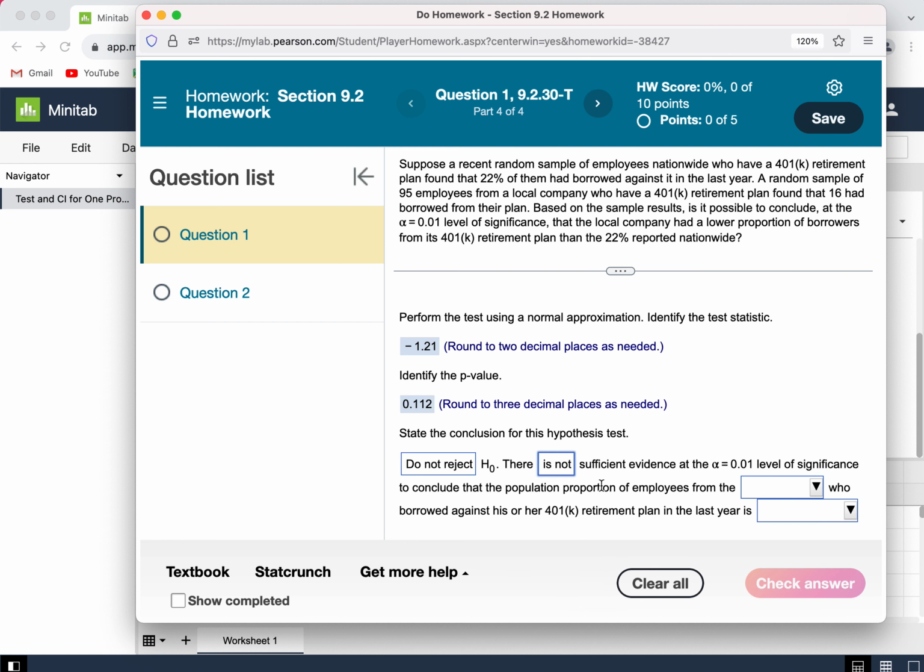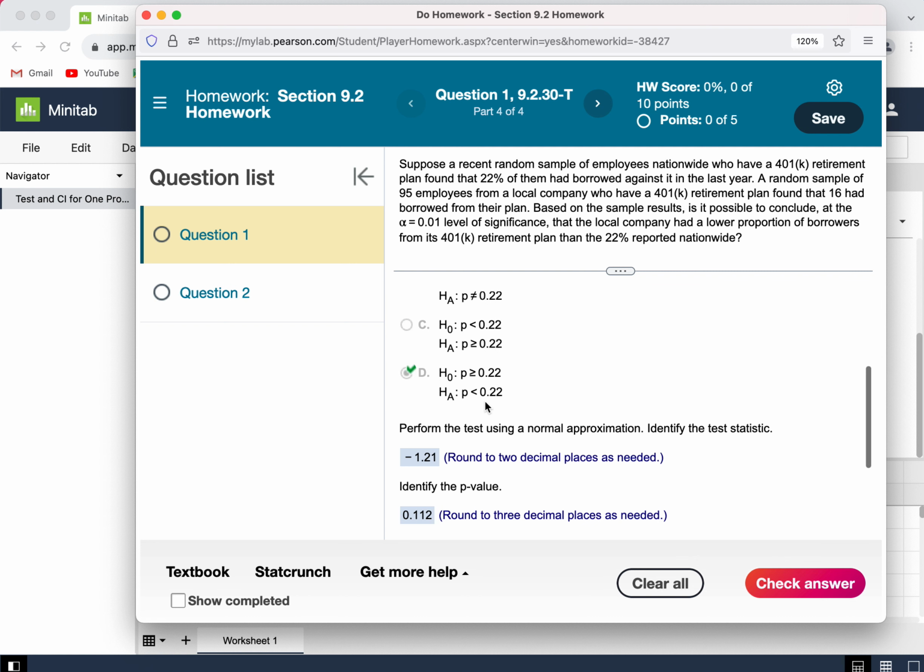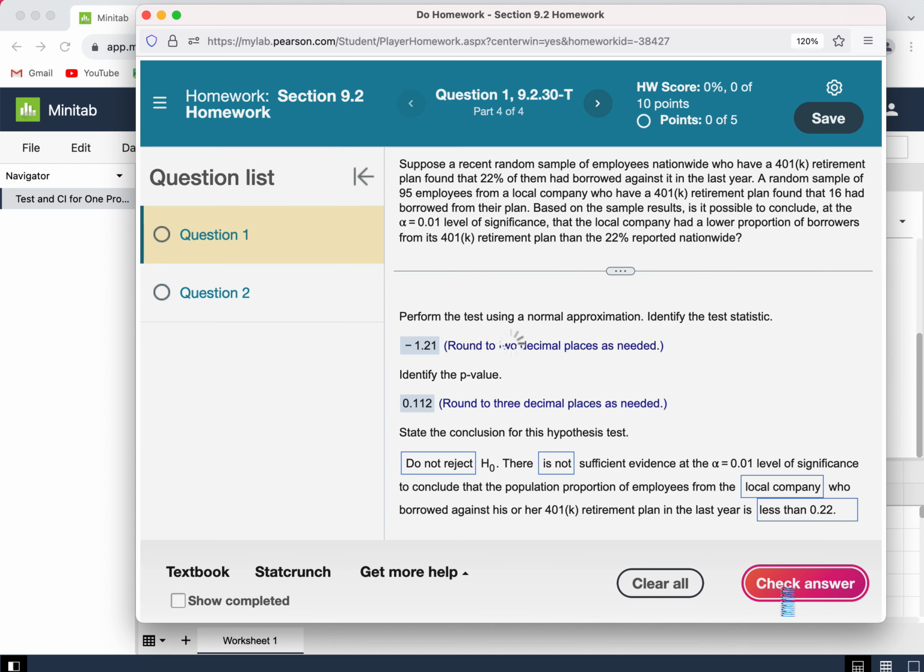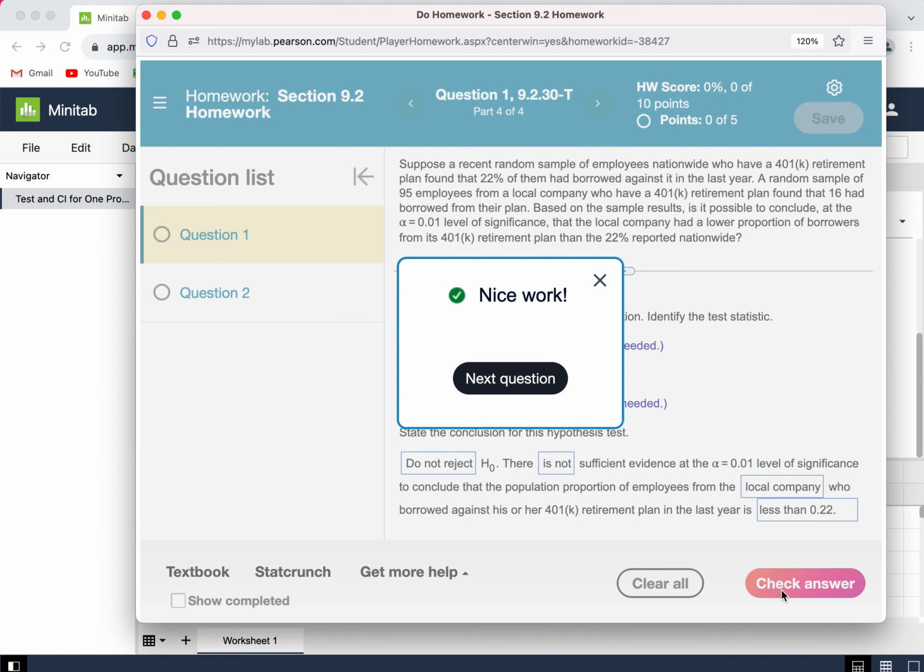So there is not sufficient evidence to conclude that the proportion from the local company who borrowed against their plan is less than 0.22, because that is what I was testing for. So that's how we use Minitab to test a hypothesis about a proportion.